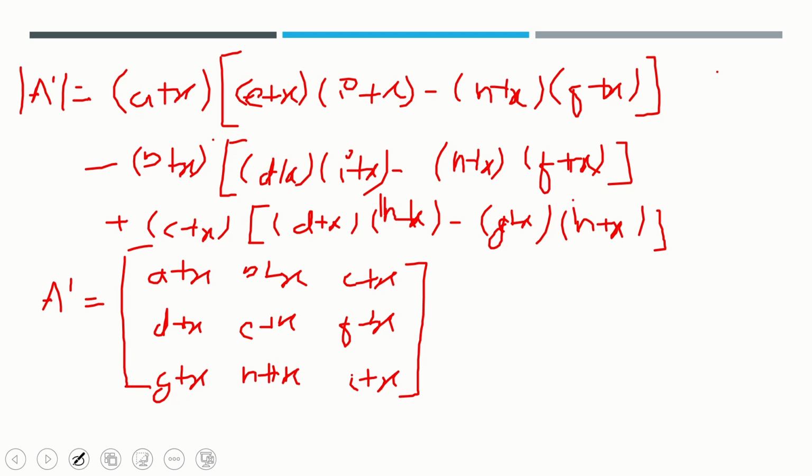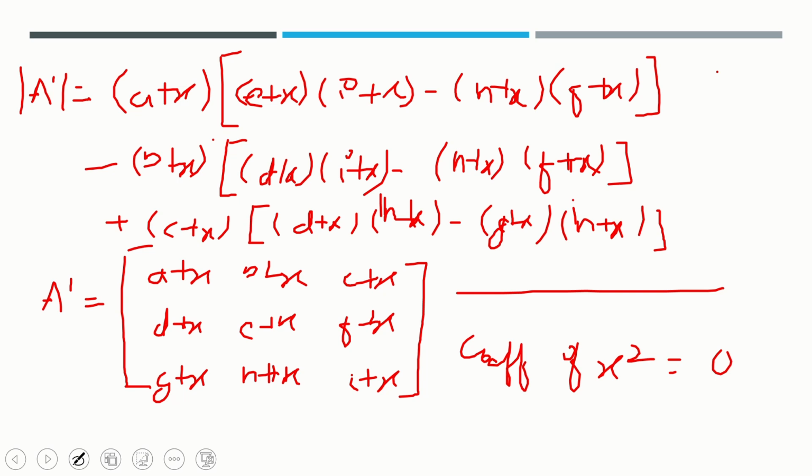Okay, we have to do it like this. If you solve this, you will come to one conclusion that the coefficient of x square will become 0.